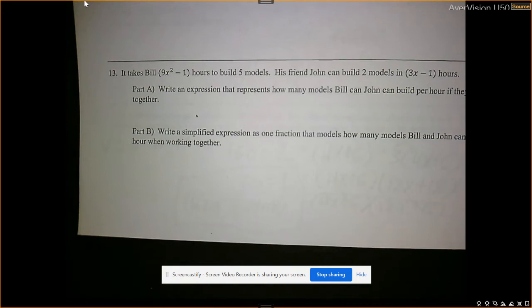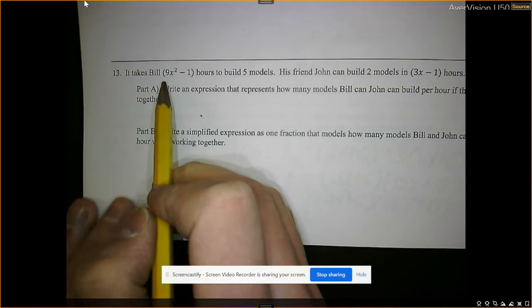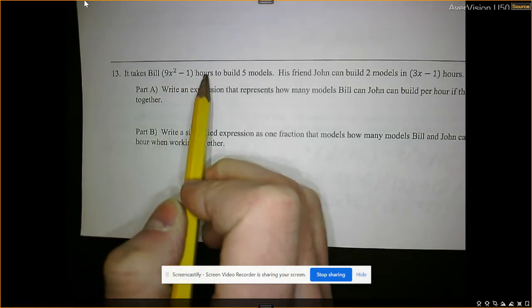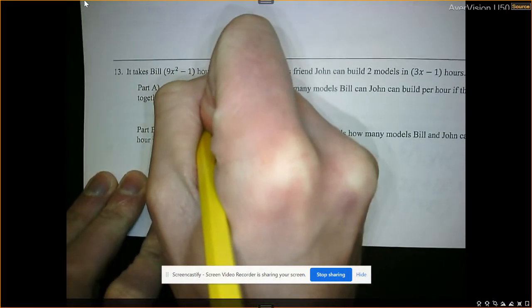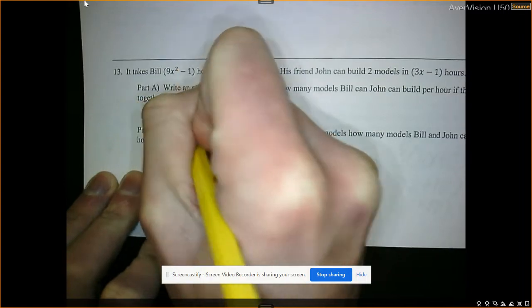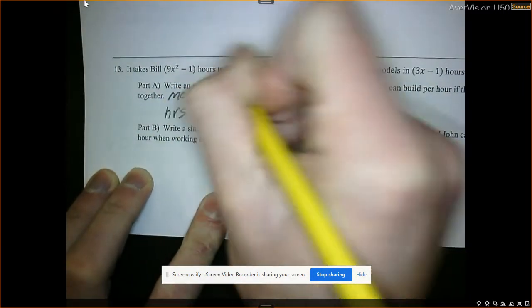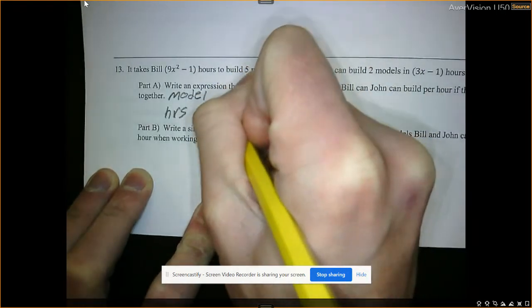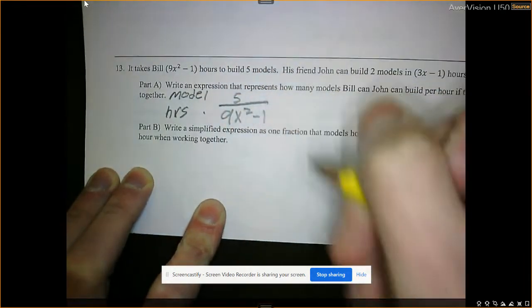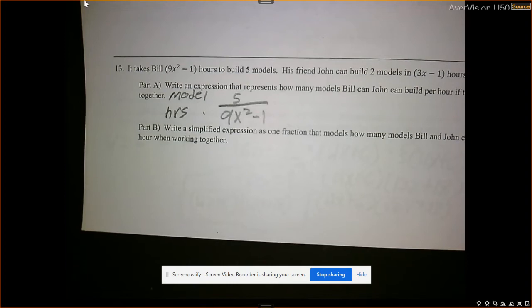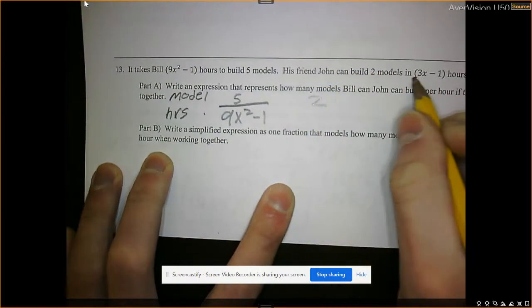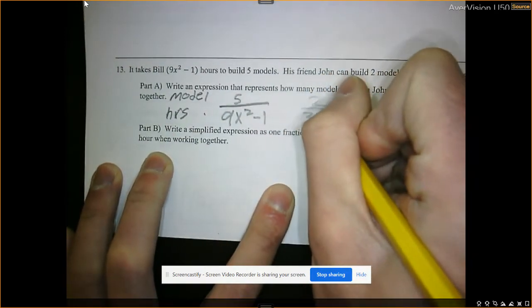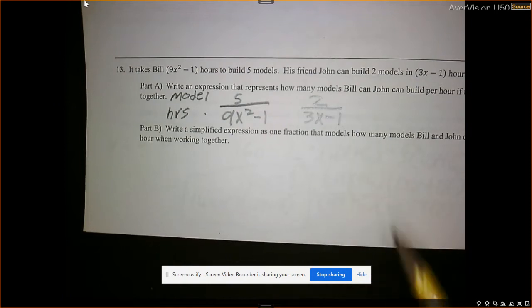Going down here, you need to know how to set something like this up. If it takes Bill 9x squared minus 1 hours to build 5 models, we can put models on top and you put your time on the bottom. So 5 models and 9x squared minus 1 hours. It's just going to follow this format: models on the top, 2 models now in 3x minus 1 hours is what his friend John can do.